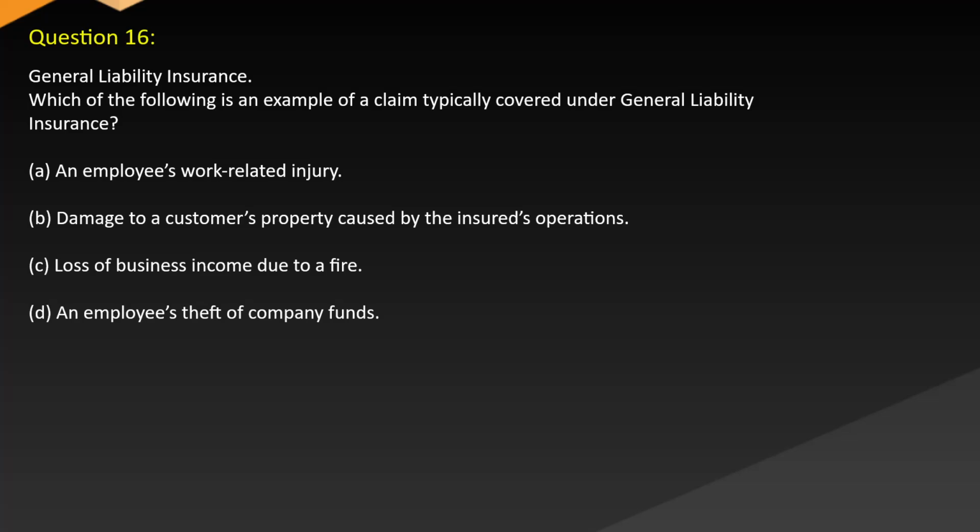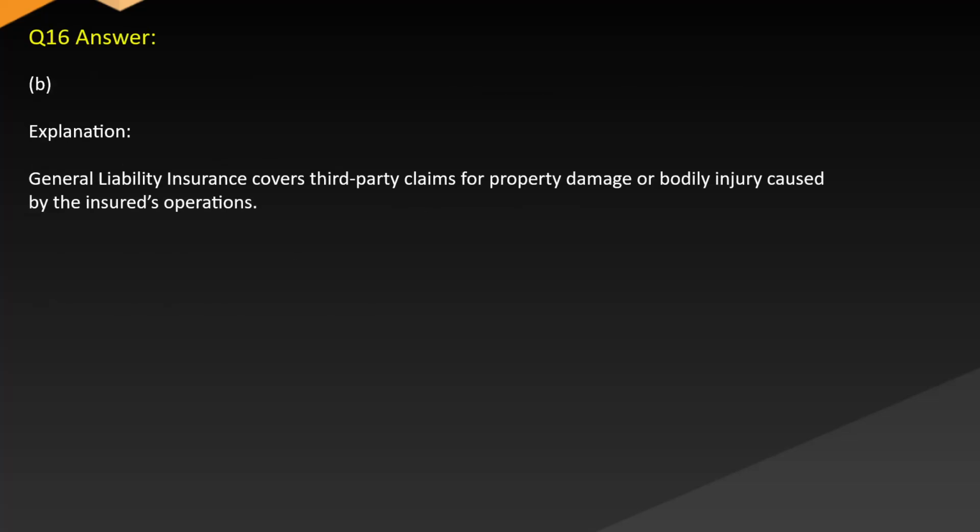Question 16. General liability insurance. Which of the following is an example of a claim typically covered under general liability insurance? A. An employee's work-related injury. B. Damage to a customer's property caused by the insured's operations. C. Loss of business income due to a fire. D. An employee's theft of company funds. Answer B. Explanation. General liability insurance covers third-party claims for property damage or bodily injury caused by the insured's operations.